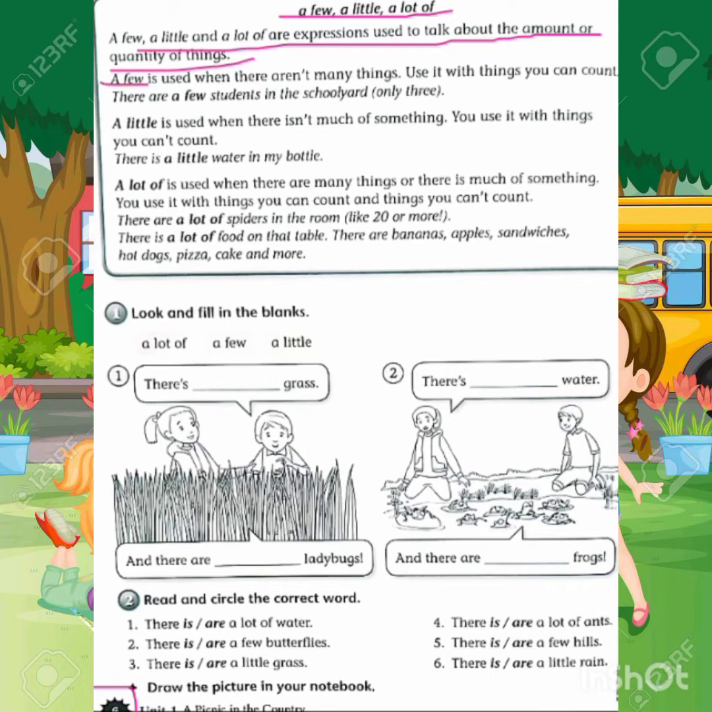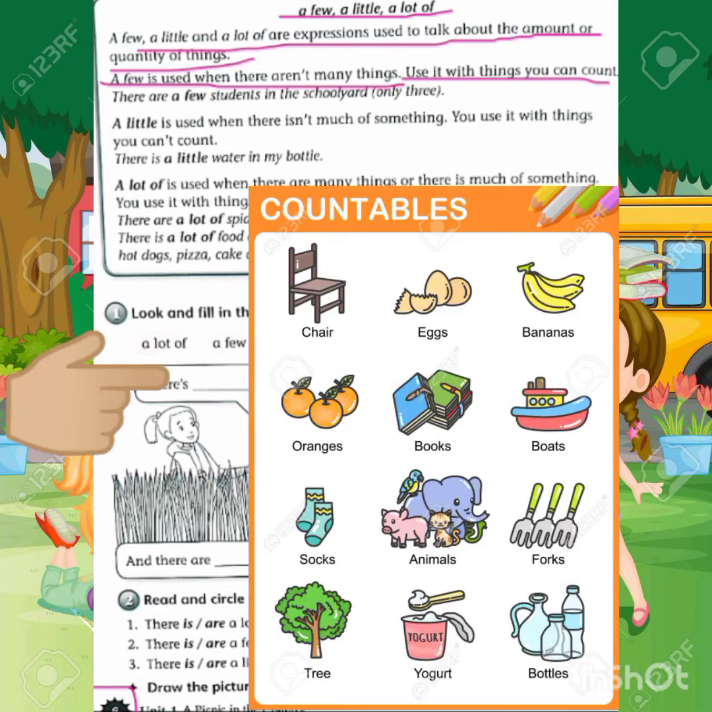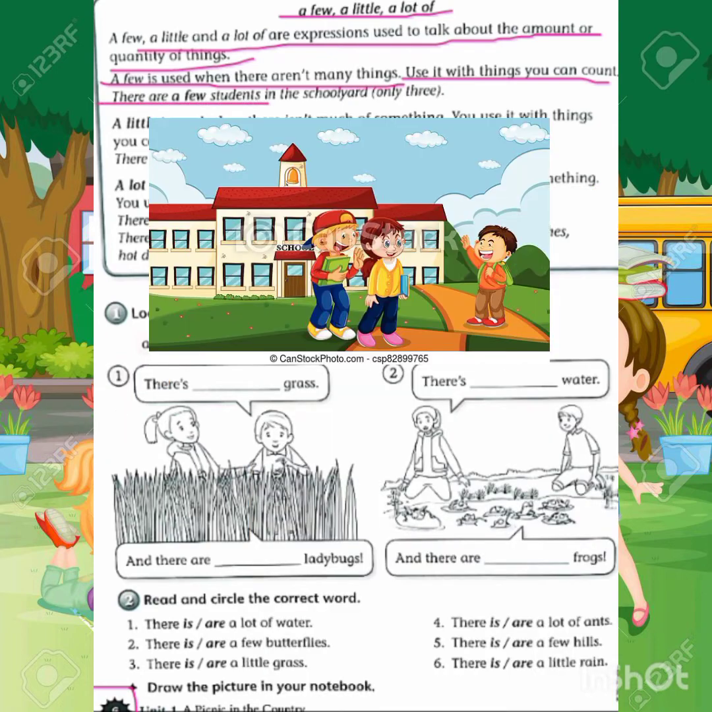A few is used when there aren't many things. Use it with things you can count. Here you have an example. There are a few students in the schoolyard. Maybe there are only 3.